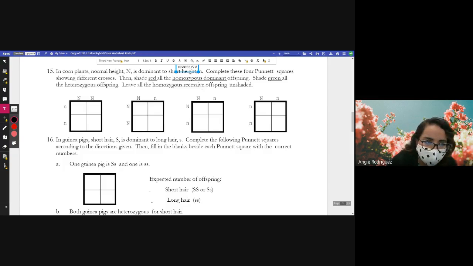Complete the 4 Punnett squares showing different crosses. We're gonna shade in all the homozygous dominant ones red. Right now we'll work on that. Shade in all the heterozygous ones green, and then shade in all the homozygous recessive ones unshaded. Leave it white. Okay? So they already set up everything. All we have to do is cross them.